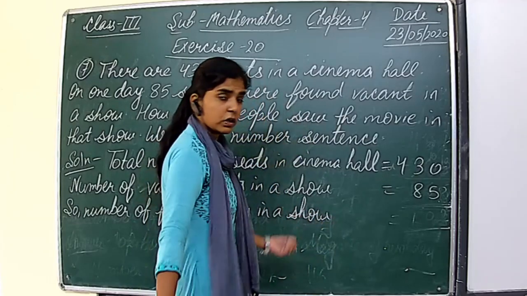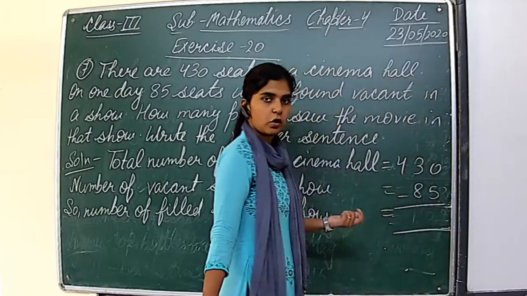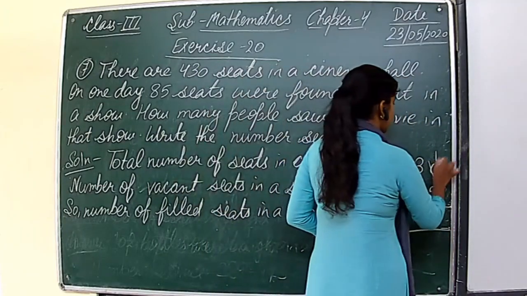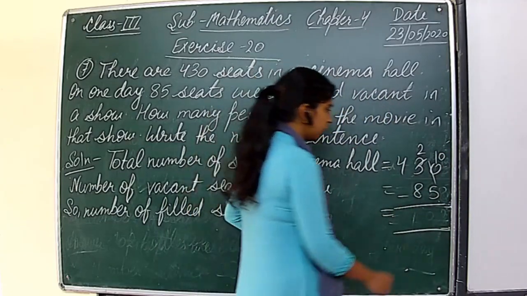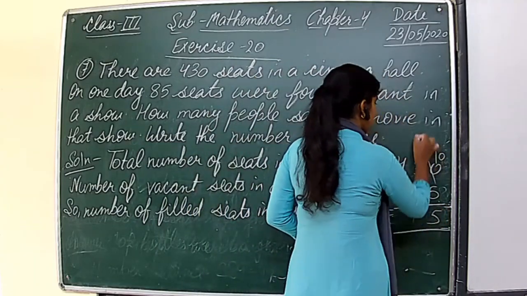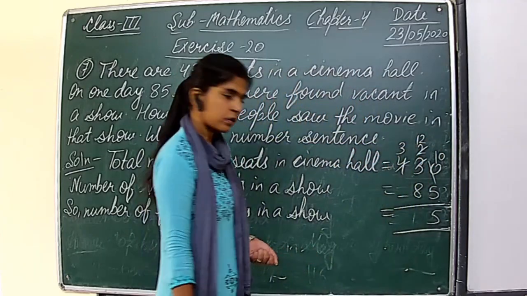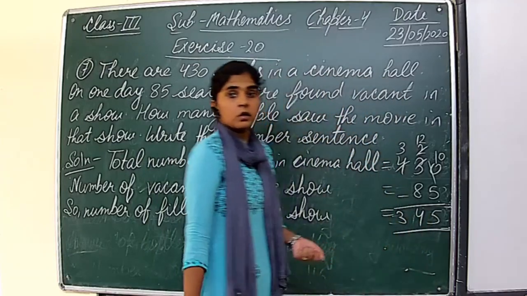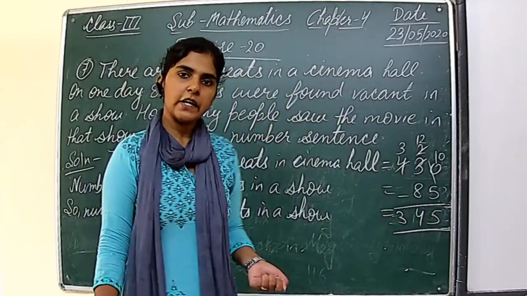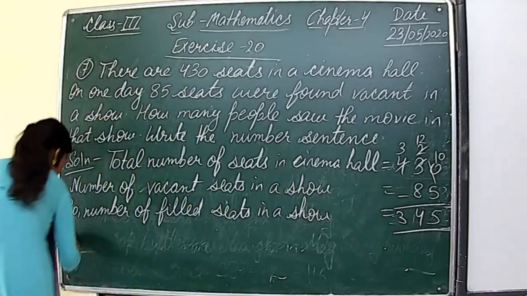is equal to, we need to subtract the numbers. 0 minus 5 not possible, so we will take 1 borrow, it will become 10 and it will become 2. 10 minus 5, 5. 2 minus 8 not possible, so we will take 1 borrow, it will become 12 and it will become 3. 12 minus 8, 4 and 3. So how many people saw the movie in that show? 345. So let us write the answer.